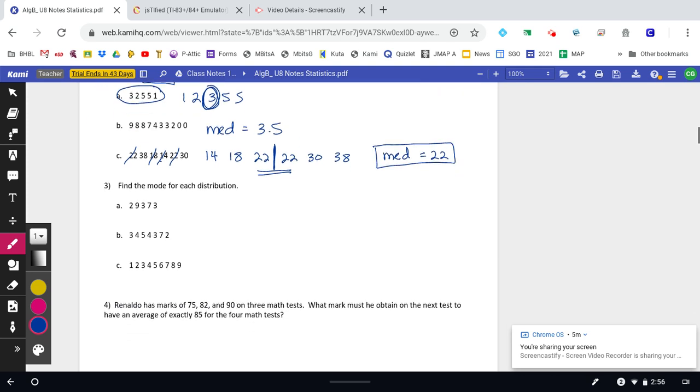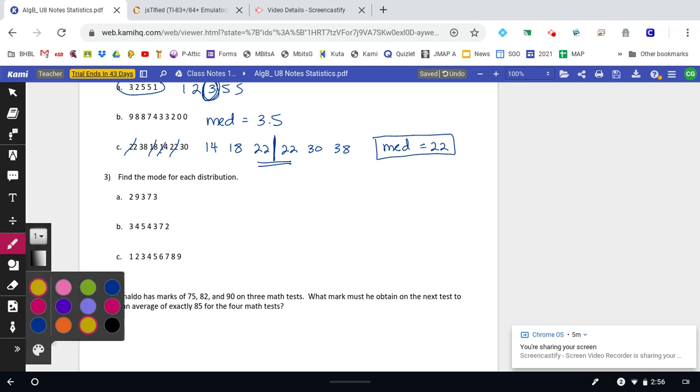All right, find the mode for each distribution. So find the one that appears the most. Right here, we got a 3 and we got a 3. It's definitely 3. Let's see on here, we have 2 3s. Then we have a 4 and a 4. Oh, so this is 3 and 4. Okay. Next one, 1, 2, 3, 4, 5, 6, 7, 8, 9. That means it's no mode.